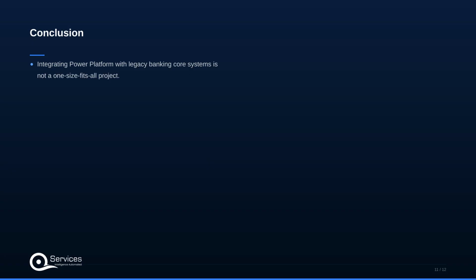Conclusion. Integrating Power Platform with legacy banking core systems is not a one-size-fits-all project. The right pattern depends on whether your core exposes any API surface, how real-time your data requirements are, your network and compliance constraints, and your implementation budget. The 5 patterns here address most scenarios a mid-market bank or credit union will face. Most production architectures combine 2 or 3: APIM for real-time account lookups, Dataverse Sync for reporting and dashboards, and Logic Apps for orchestration that must stay inside the network perimeter.